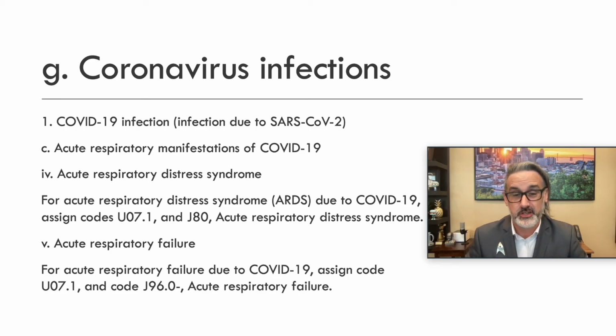Or if the patient is having acute respiratory failure that's due to COVID-19, the U07.1 code for COVID-19 goes first, followed by the appropriate J96.0 hyphen code, acute respiratory failure, goes second. Remember, hyphens mean we need additional characters in the code.